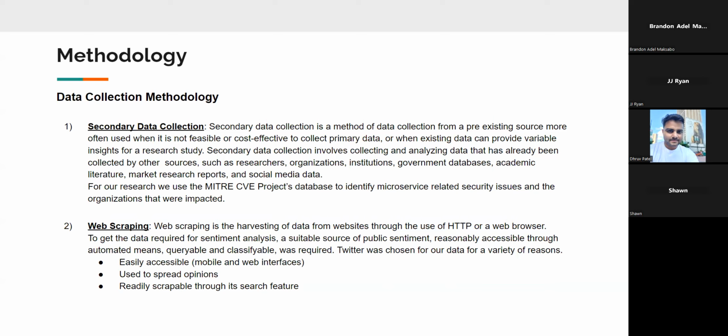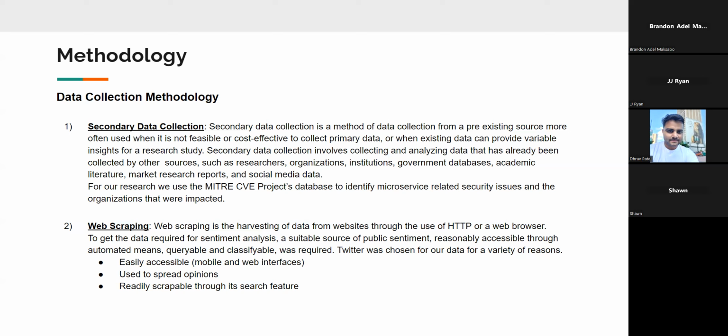Secondary data collection involves collecting and analyzing data that has already been collected by other sources, such as researchers, organizations, institutions, government databases, academic literature, market research reports, and social media data. For our research, we use the MITRE CVE project's database to identify microservice-related security issues and the organizations that were impacted. And two, we have web scraping.